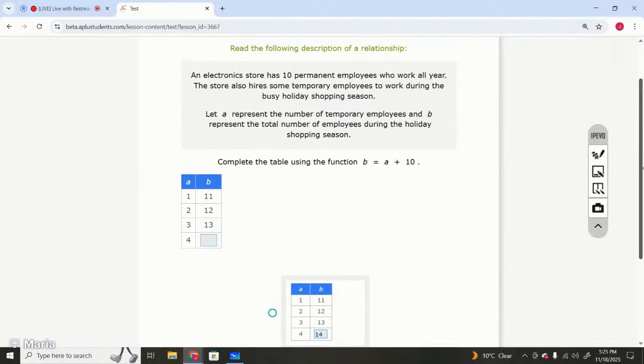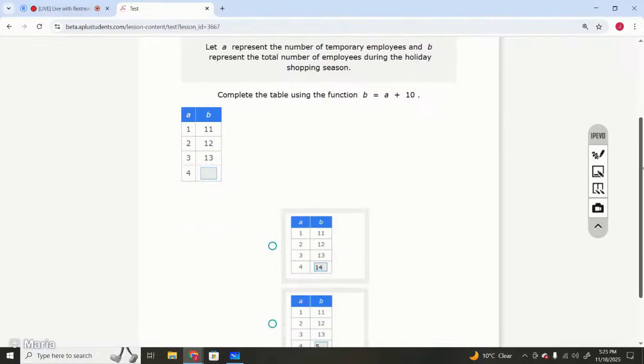An electronics store has 10 permanent employees who work all year. The store also hires some temporary employees to work during the busy holiday shopping season. Let A represent the number of temporary employees and B represent the total number of employees during the holiday shopping season.